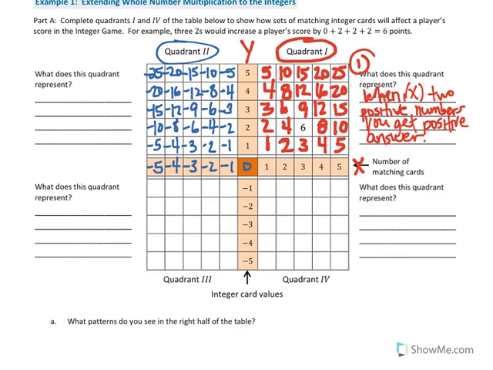Okay, so I just took a second and filled this in for you guys, and I want you to look really carefully at what the products are. In quadrant 2, if you have a positive times a negative, when you multiply positive times a negative, you're getting a negative product. So over here it says, what does this quadrant represent?